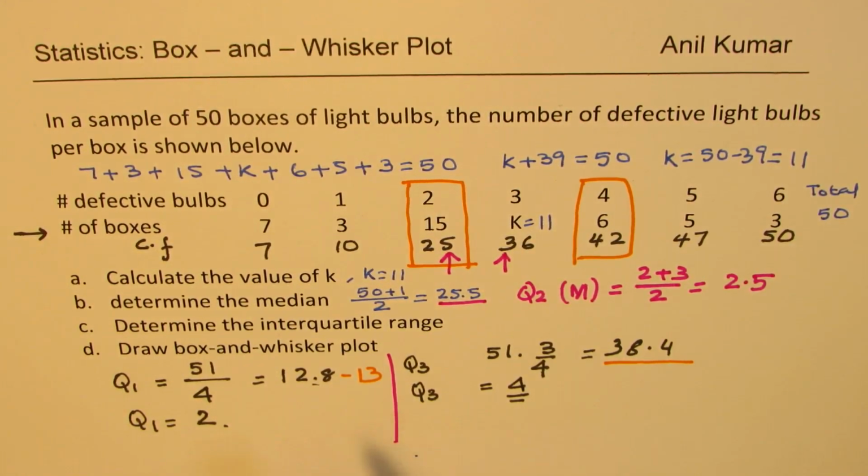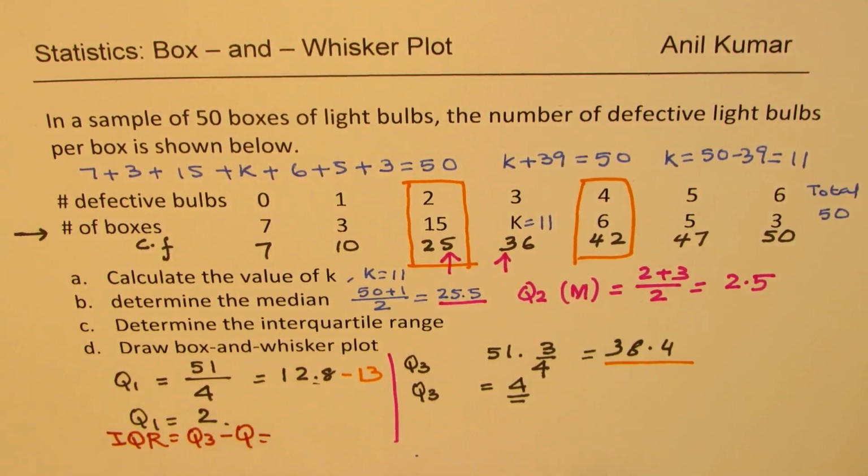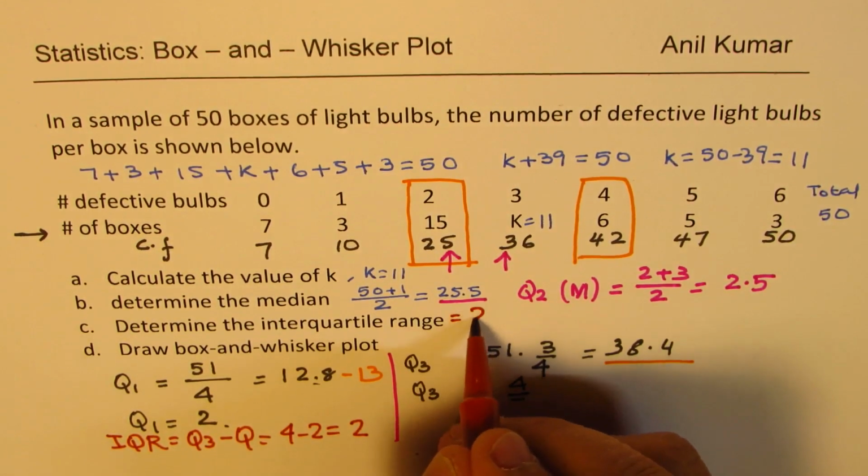Now, what is interquartile range? So interquartile range is Q3 minus Q1, which is going to be 4 minus 2, and that is 2. So interquartile range is 2 for us.